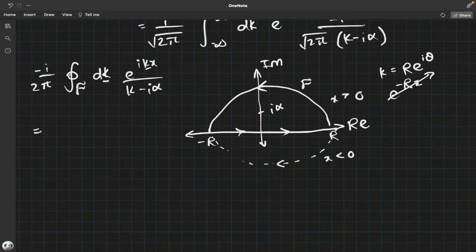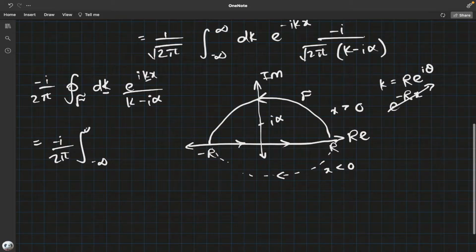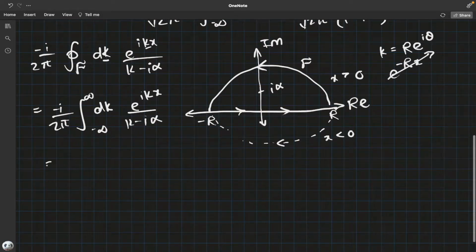So when I do this, every other contribution goes away except the real axis contribution. So from a complex k, again, I'm regenerating the real k that I had in the original inverse Fourier transform formula. But this itself, by the residue theorem, is 2 pi i times the sum of residues. The only residue is at the pole i alpha. So I have 2 pi i, and then just evaluate this entire thing at i alpha.